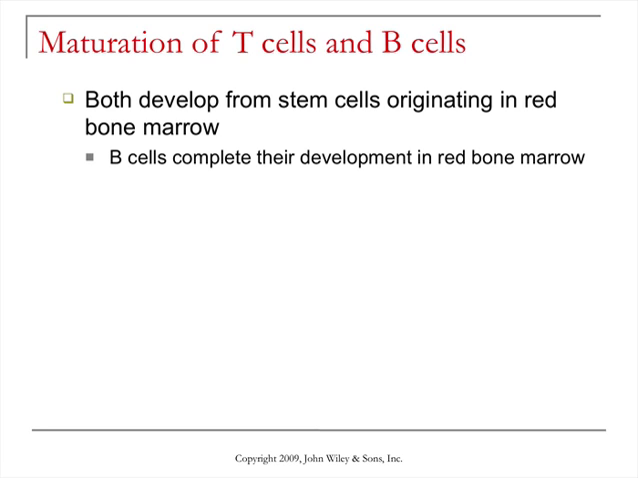The B cells complete their development in the red bone marrow, and what this means is that they will become immunocompetent, that is, acquire the ability to perform immune functions while in the red bone marrow.